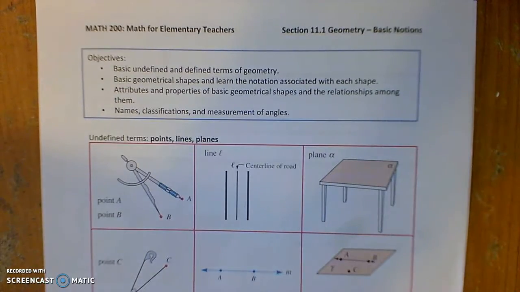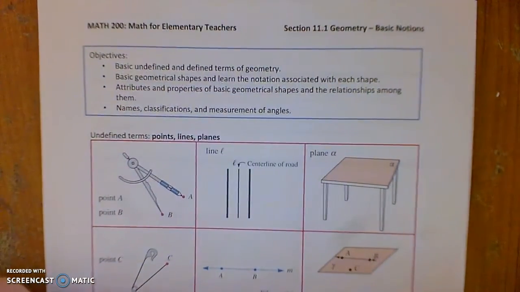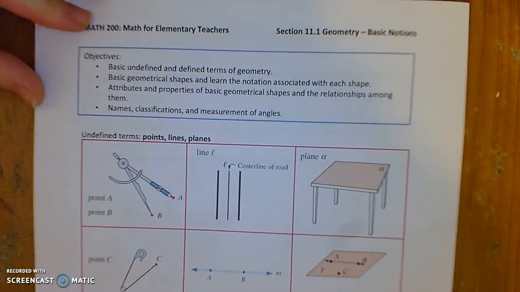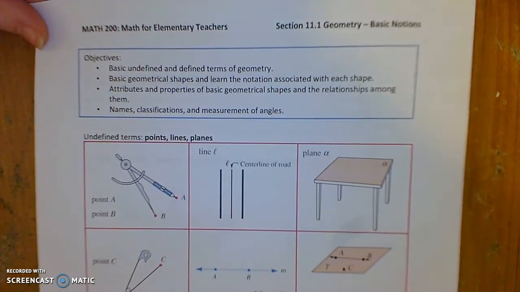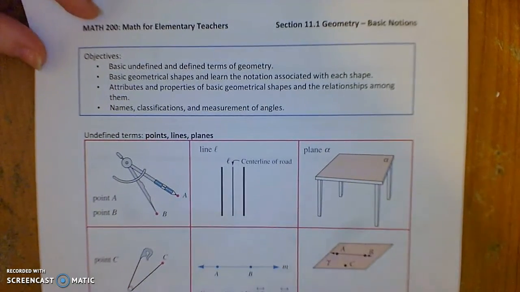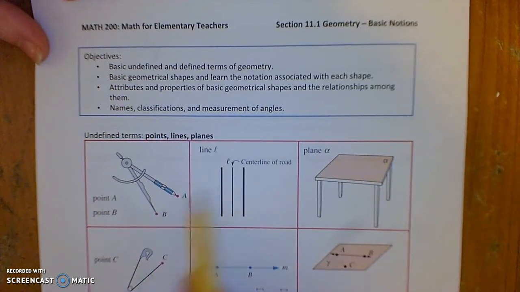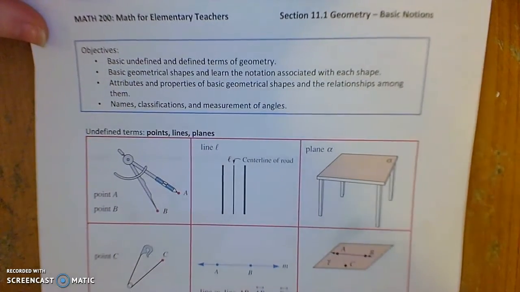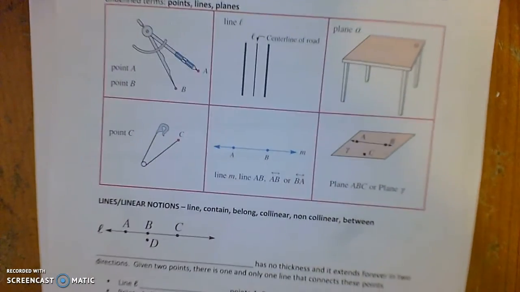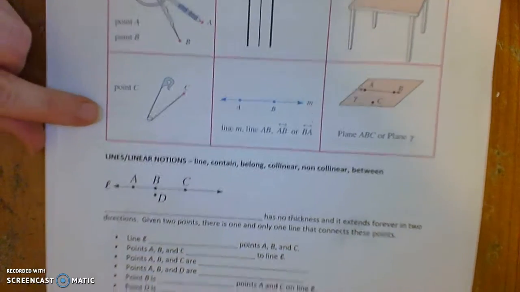We will start section 11.1 on geometry this week, and we will basically just be going through a lot of definitions today and then maybe a few problems. A lot of the definitions that we see you will have already heard of before, such as a point, a line, and a plane. And these are some examples of where you see points, lines, and planes in everyday life.